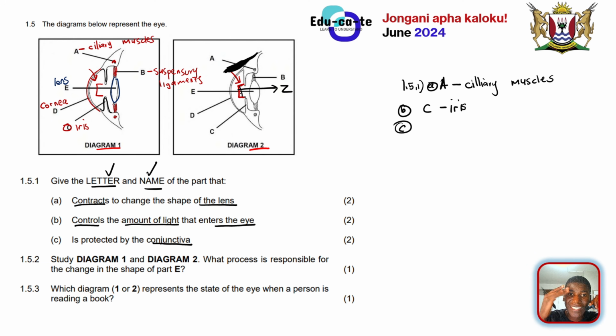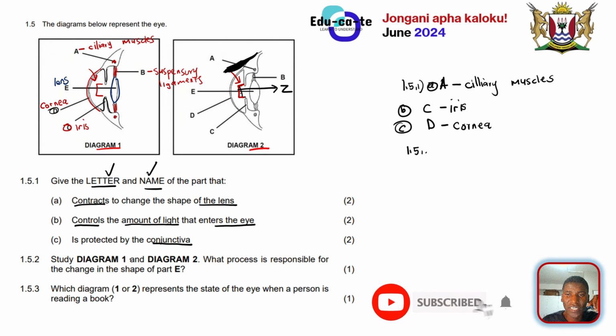Okay, so basically this conjunctiva is able to blink, to close your eyes and open your eyes. It's able to blink so that you can close your eyes, and so that you can open them as well. So it is protecting the frontmost part of the eye, which is the cornea. And in this case, the cornea is shown by symbol D. So we're going to say D, which is the cornea. This is 2 marks each, the letter and the name.